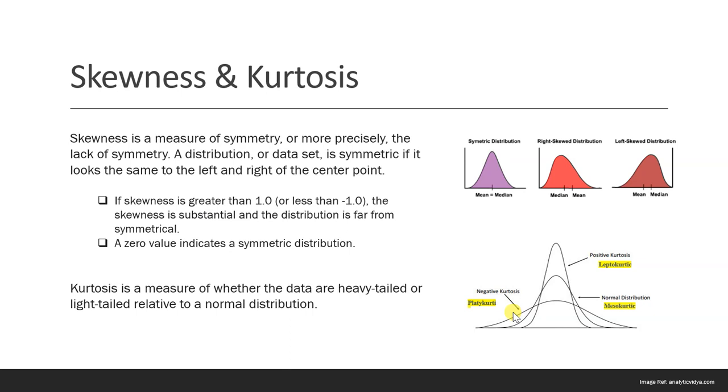Similarly, a distribution with kurtosis approximately equal to 3 or excess kurtosis equal to 0 is mesokurtic. A value of kurtosis less than 3 indicates a platykurtic distribution, and a value greater than 3 indicates a leptokurtic distribution.